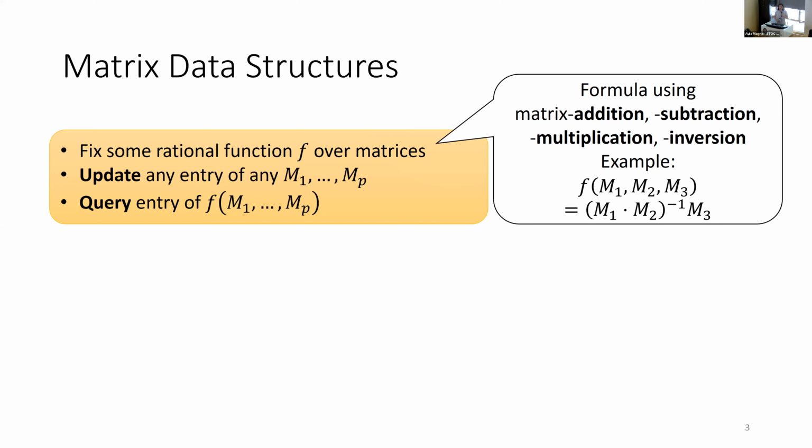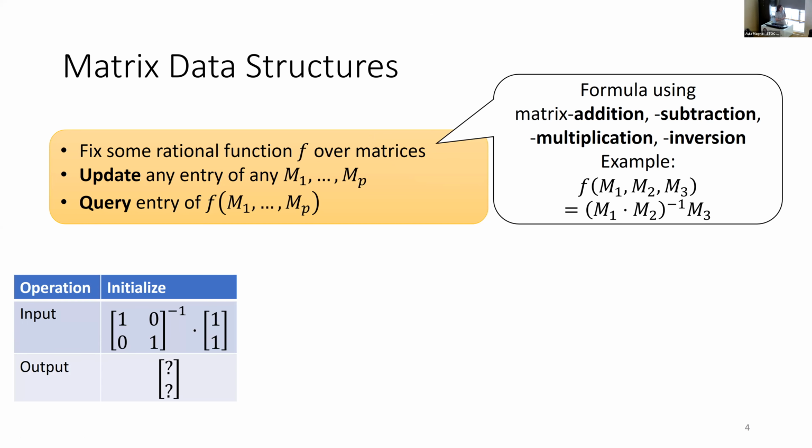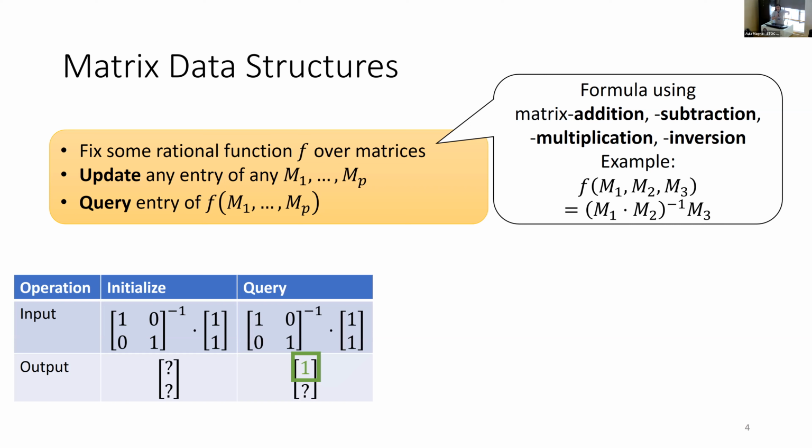Now we want to have a data structure with an update and a query operation. So let's say we initialize on this formula here. We have this matrix which we want to invert and multiply with a vector. Right now, as a user, we don't know the evaluation of this formula. So what we can do is query the data structure. We can ask, what does this entry of the evaluation look like? And then the data structure will tell us that the value is a 1.